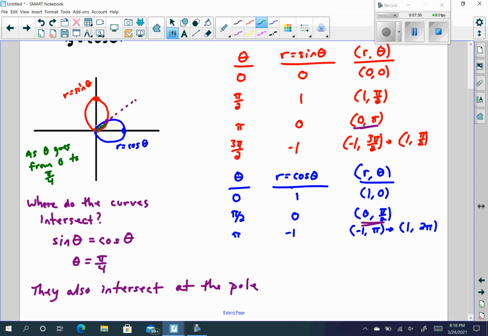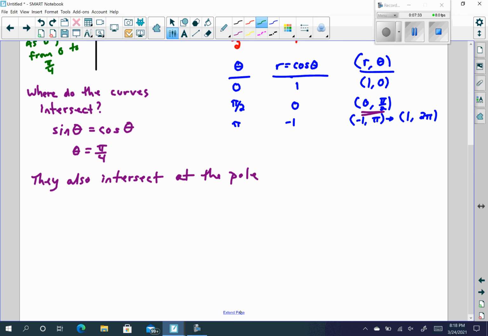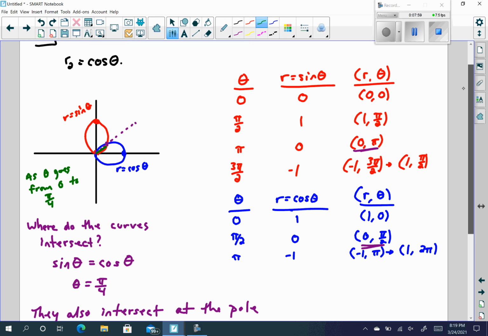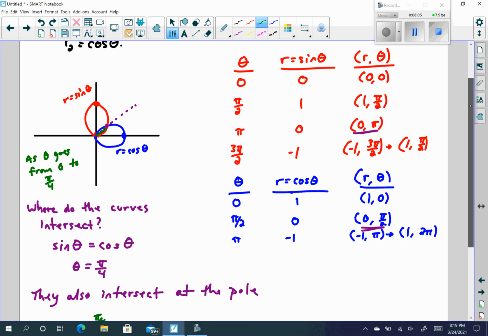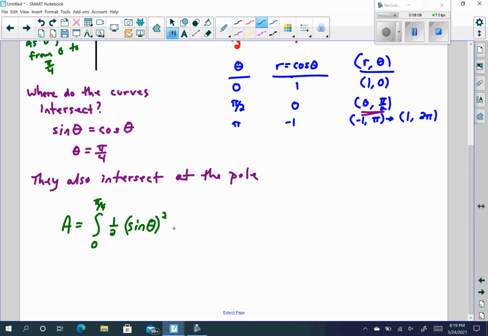But there's some symmetry, so we're going to exploit that symmetry. So we're going to write this as the area is going to be the integral from 0 to pi over 4 of 1/2 sine theta squared, because that's the lower part of the circle. See how that's in red there? So that's part of the curve r equals sine theta. But because that's only the lower half of that intersection point, or the intersecting area, we're going to double that. So this will be d theta. But that's only half of the area.